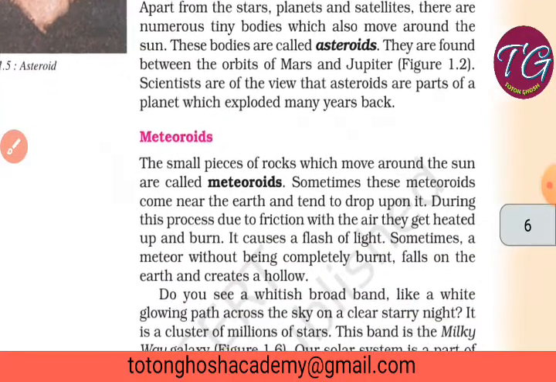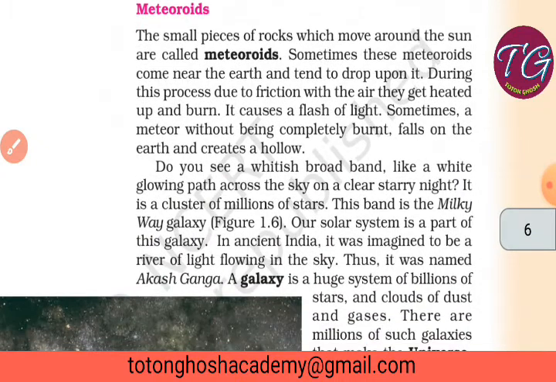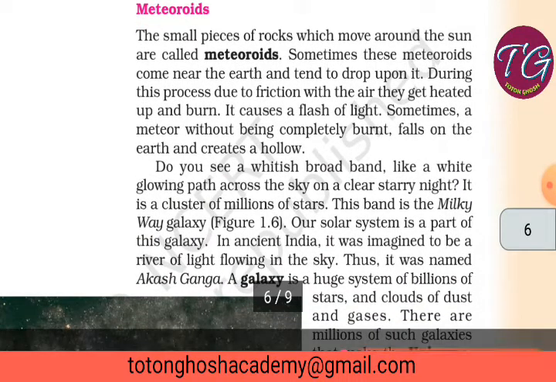Next, meteoroids. The small pieces of rocks which move around the Sun are called meteoroids. Sometimes these meteoroids come near the Earth and tend to drop upon it. During this process, due to friction with the air, they get heated up and burn. It causes a flash of light. Sometimes a meteor, without being completely burned, falls on the Earth and creates a hollow.